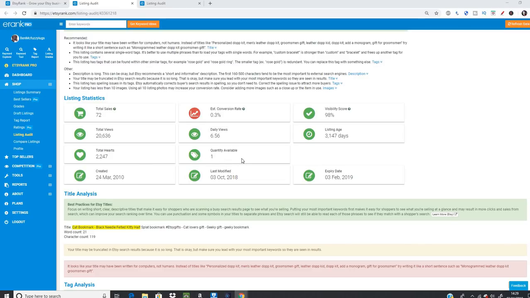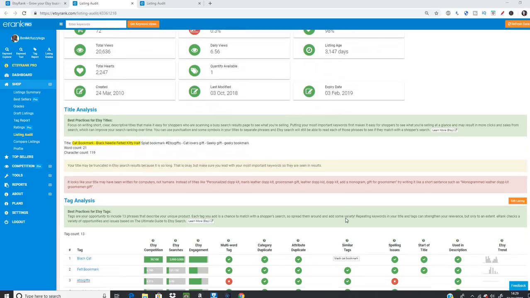Only one available. I've got to change that. That's a listing I can make more of, so I'll change that. It's obviously sold out quite a bit. And this tells us when it was last modified and when it's going to expire. So into 3rd of February already.